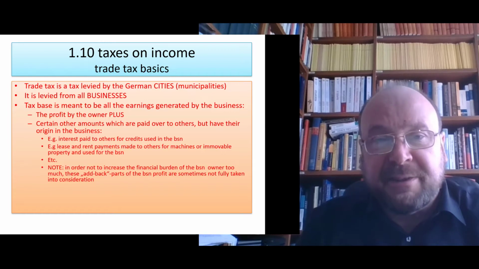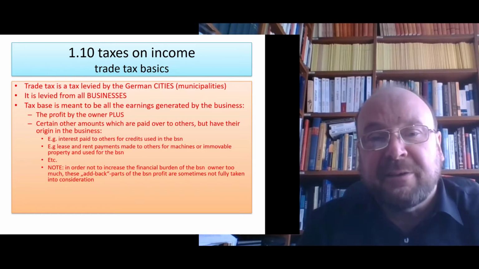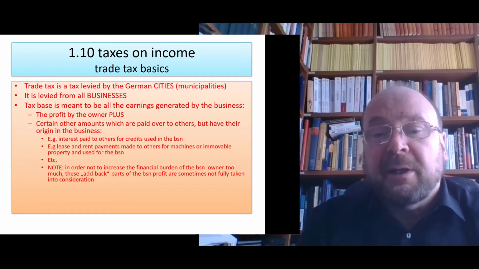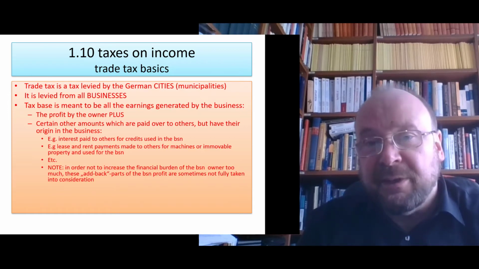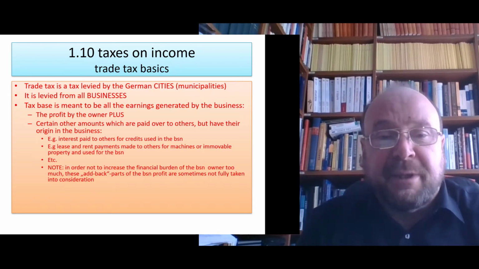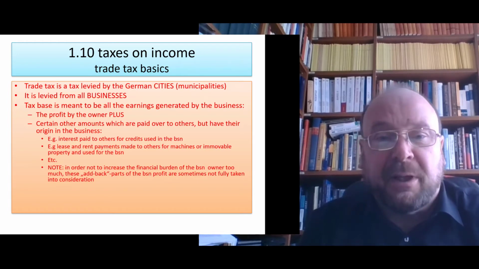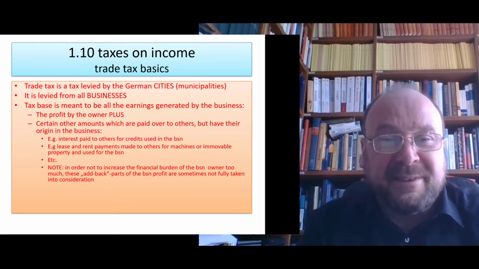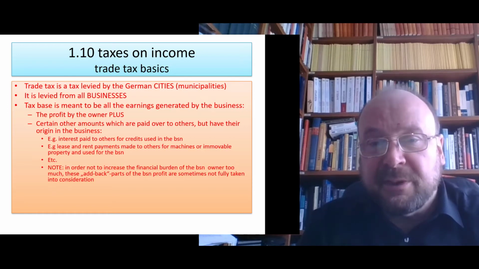Lease and rent payments are also earnings generated by the business and then handed over to somebody else, namely to the holder of the patent rights or so. The same for somebody who uses machines but doesn't own them. That person pays rent for the machines, and the rent payments are generated by the business, so have their origin in the business profit, and so they are subjected to business tax too, so to the trade tax.